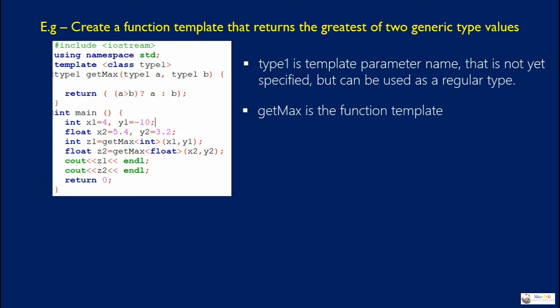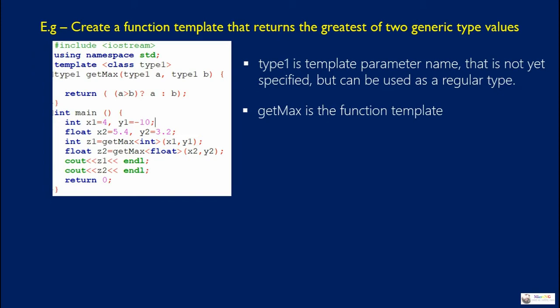Now we are writing the main method. Inside the main method, first we declare two integer values x1 and y1 which are initialized with the values 4 and -10. Next, we have declared two float values x2 and y2 which are initialized with 5.4 and 3.2. Then we are calling the function template getMax twice. During the first call of getMax, the data type value for Type1 is passed as int, and the values of a and b are x1 and y1. So here Type1 will be integer type, and x1 and y1 are both of integer type.